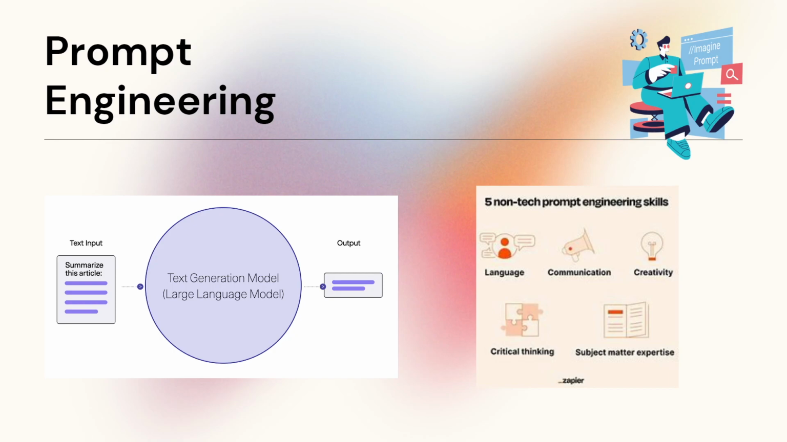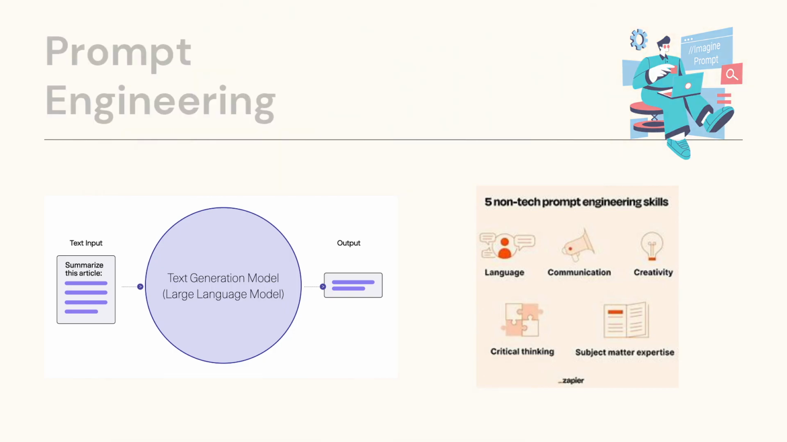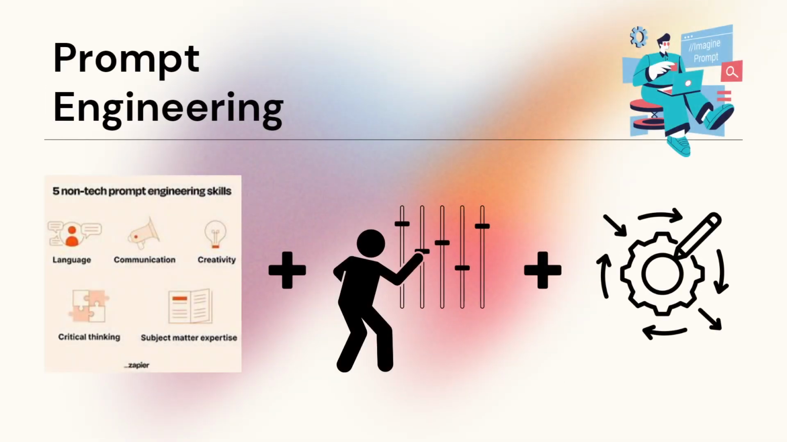But, okay, that seems very simple, right? If it's just writing some text, then what makes it engineering? There has to be something else besides these soft skills like having critical thinking, being able to articulate your thoughts, to carefully write a set of instructions, and being a subject matter expert. The short answer is tuning.